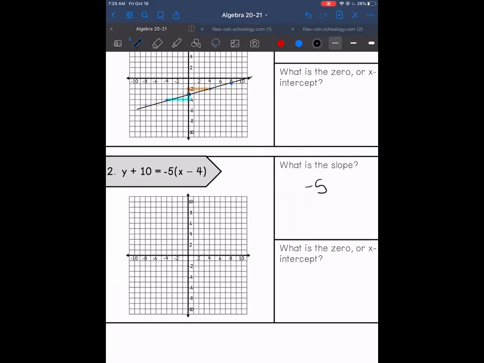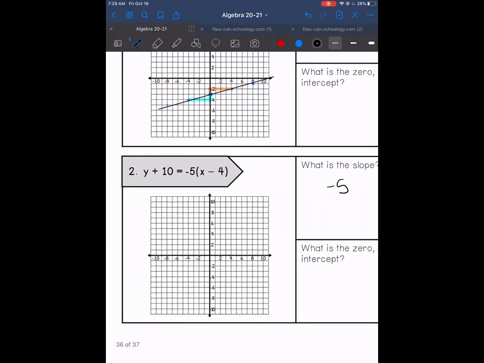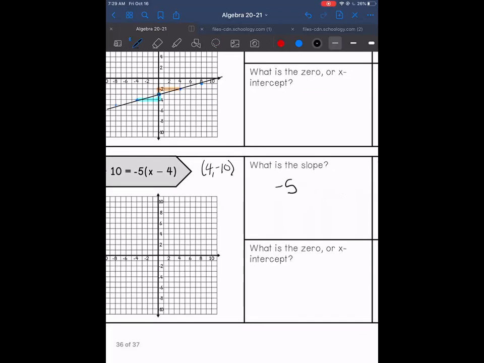So remember that on our point slope form, -5 would be our slope, and our point, we don't know what the y-intercept or any of that is just yet, but we have a point of 4, -10. So if our slope is just an integer, remember it's over 1.